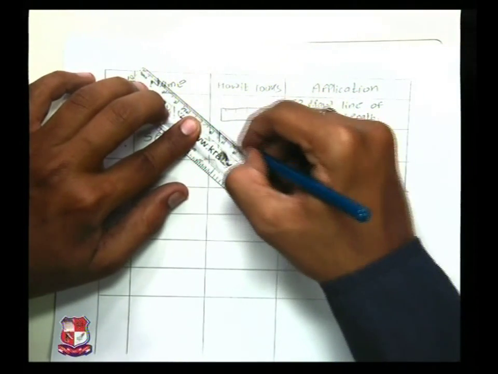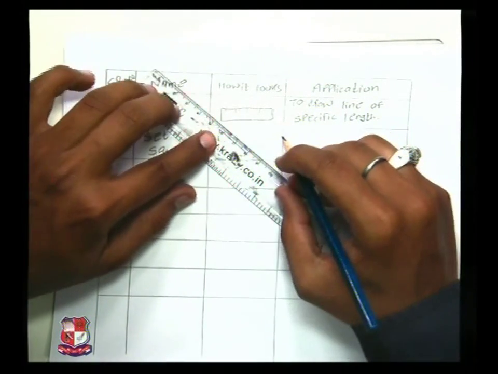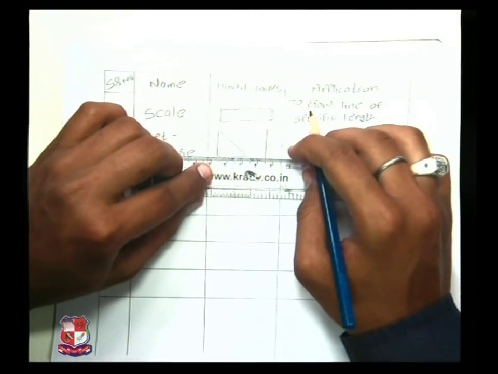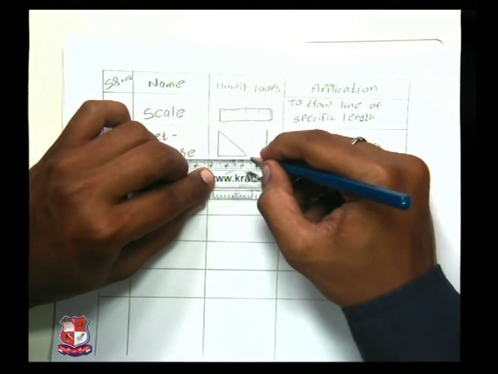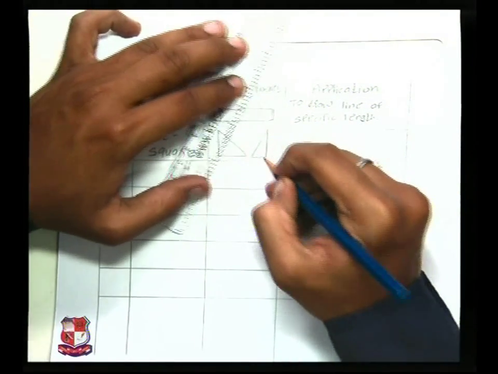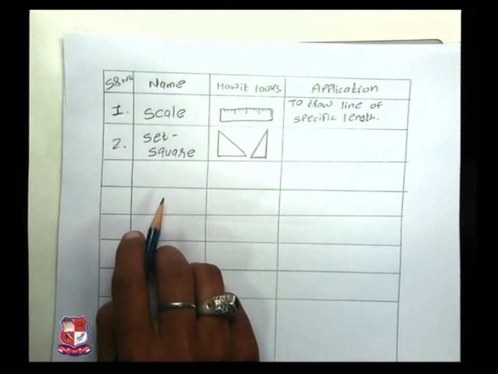One would be 45 degrees and one would be 60 degrees. Two set squares are there, right? One is 45 degrees and another is 60 degrees.